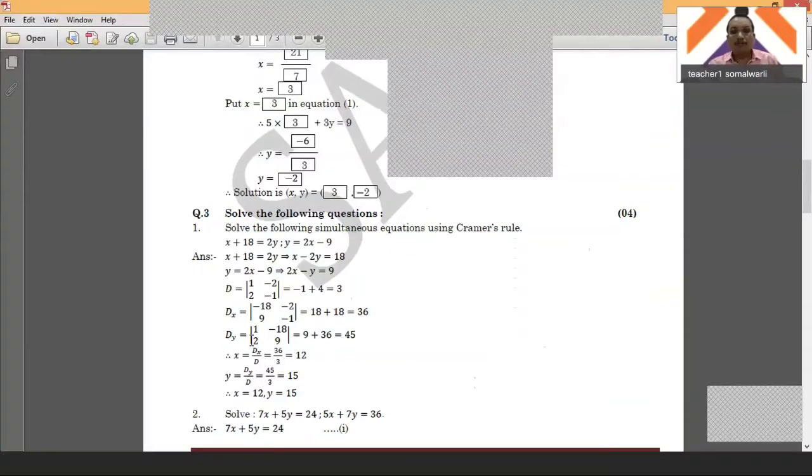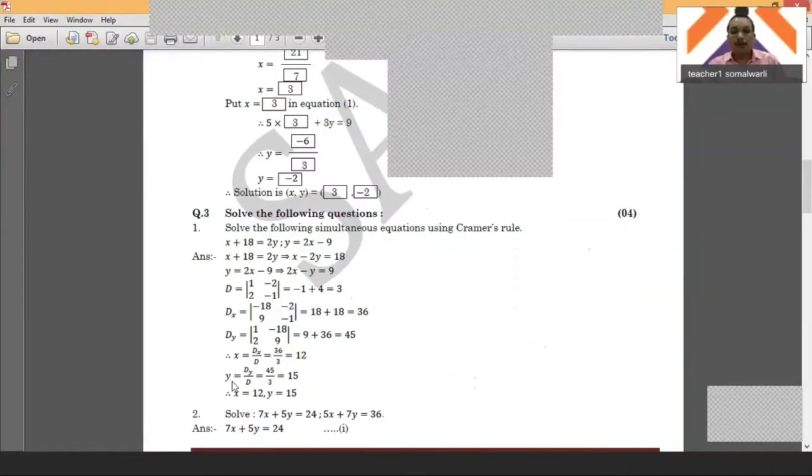Then the value of dy is 12 minus 18, that is 9. Simplifying this, it will give us 9 plus 36 is equal to 45. So finding the value of x, it is dx upon d. The value of dx is 36 and the value of d is 3, so it is 36 upon 3 that is equal to 12.